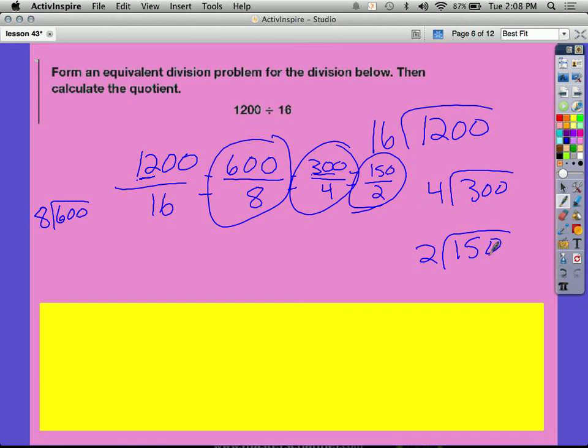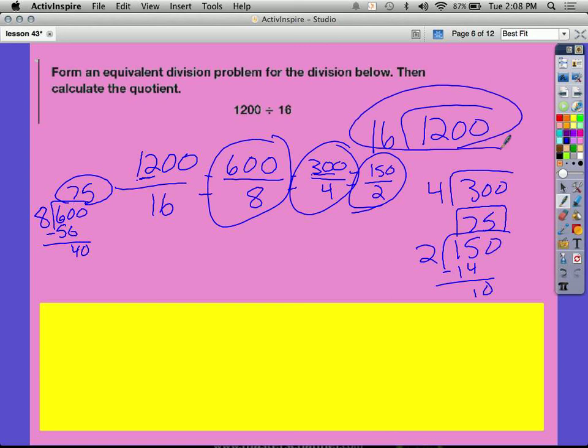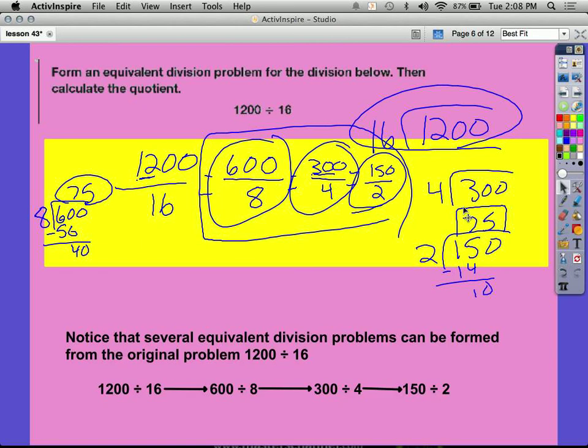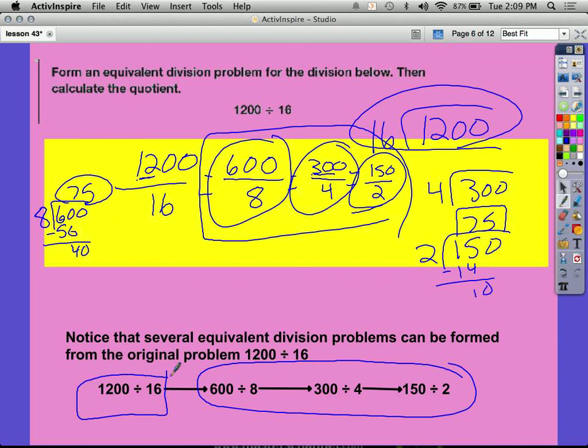Let's do the 150 divided by 2. 2 goes in there 7 times, goes 75. Notice I still get 75. No matter which one of those problems I do, I'm going to get the same answer. You just want to get it to numbers that are easier to do. This one's hard. Those 3 are a lot easier. Notice that several equivalent division problems can be formed from the original problem. So I talked about how these 3 are still equivalent, and they're a lot easier to do than our first original problem.